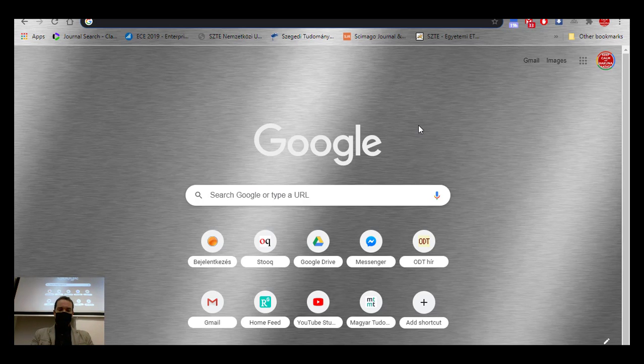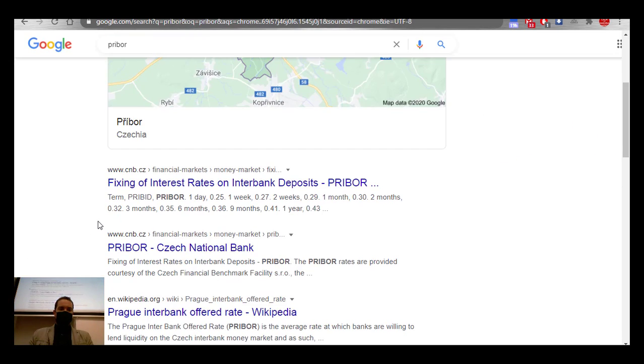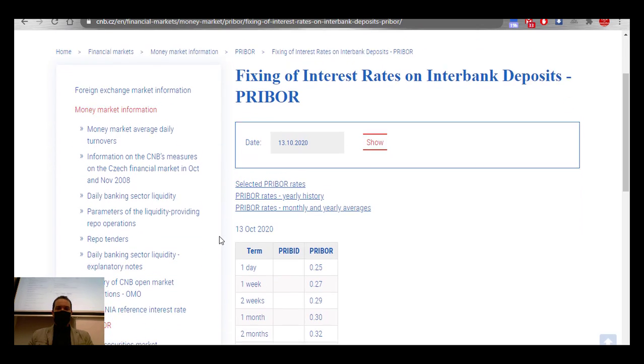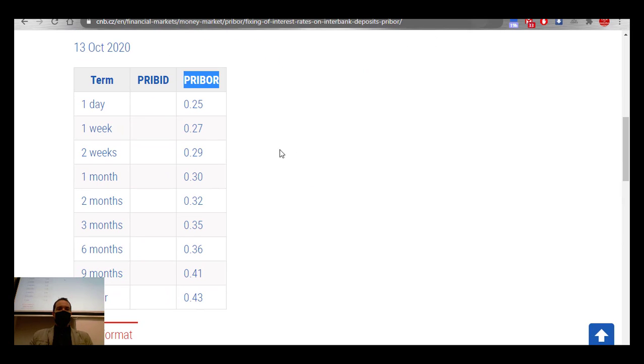country-specific interbank markets. So let's see Czechia. So PRIBOR. Okay, I was able to find a Czech city as well, but actually I'm looking for the interest rates here. This PRIBOR says that this is the Prague interbank overnight rate. This is a market average, and if I'm zooming in, we can see that we have different terms: 1 day, 1 week, 2 weeks, and so on until 1 year.